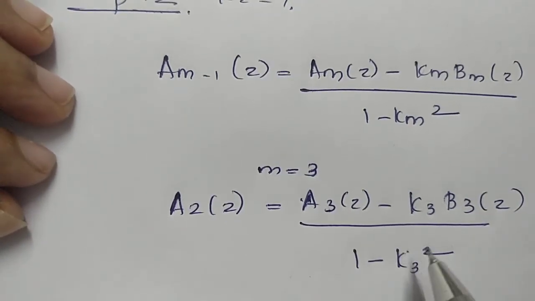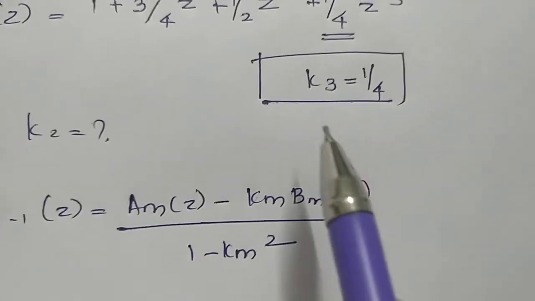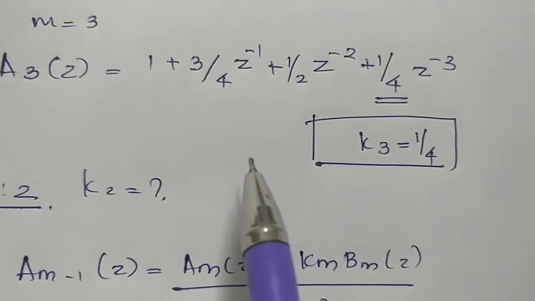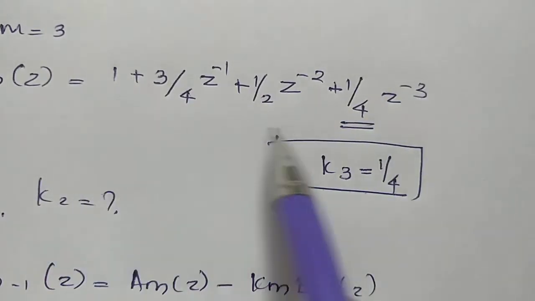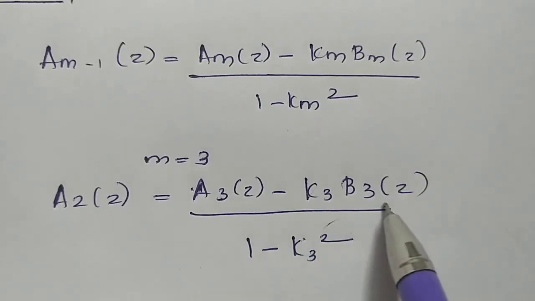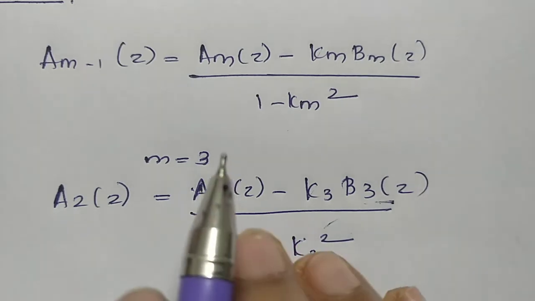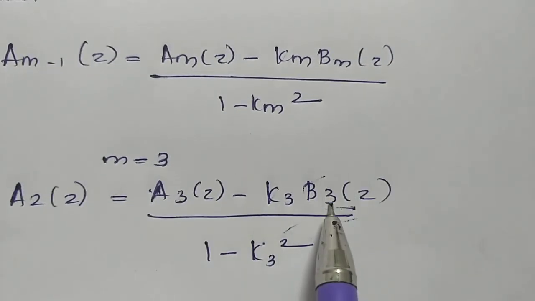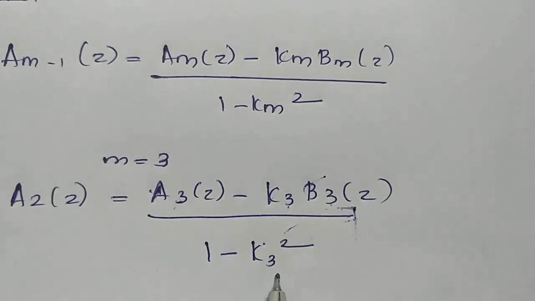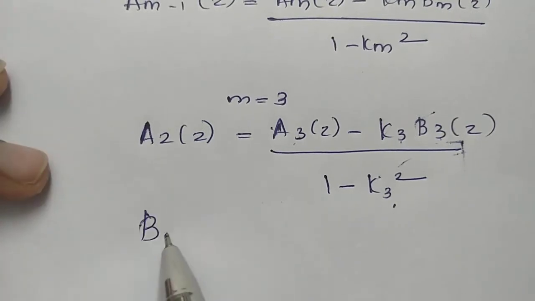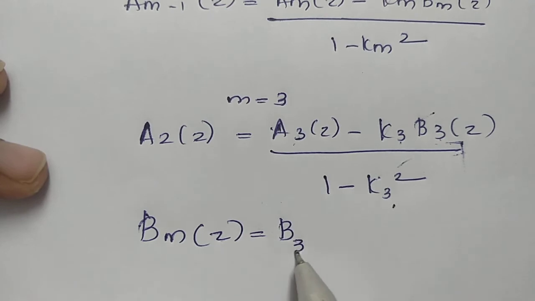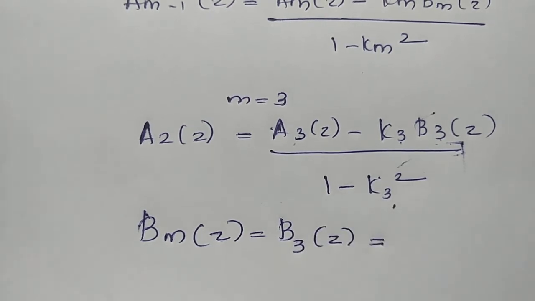We know the k3 value that we found, it is 1/4. Then A3(z), we know what A3(z) is, it is just the given question. Then B3(z), this value we need to find. First, we need to find the value of B3(z), and after that substitute the values of A3(z) and k3. Here m is equal to 3, so B3(z) is like that.